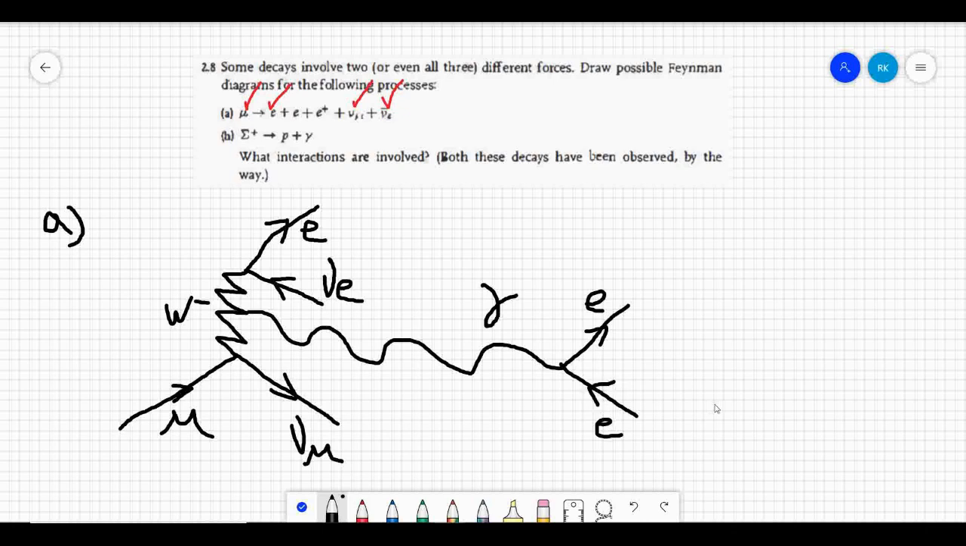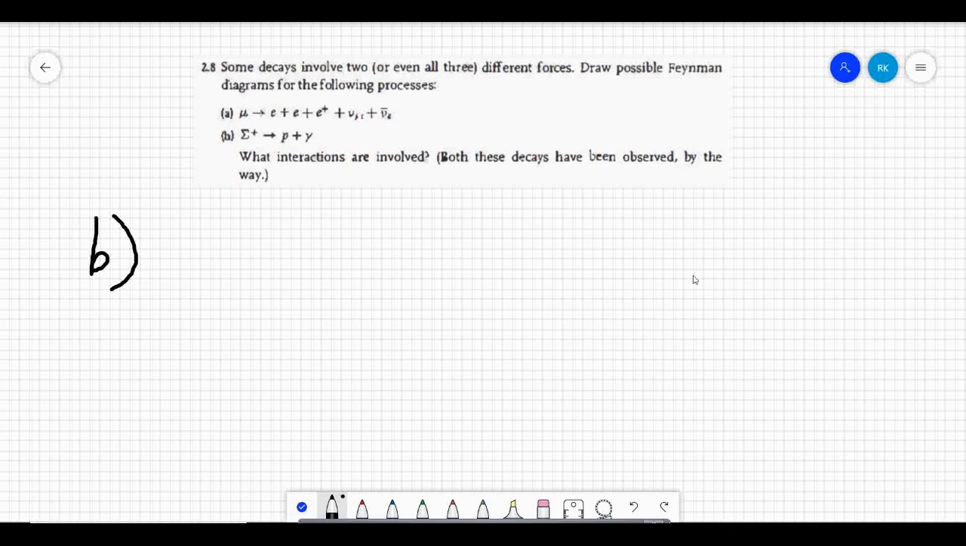Now let us discuss the Feynman diagram for interaction B, which concerns the decay of the sigma plus particle to the proton and a photon. So right away we can see that there is a photon that comes out, so we know that the electromagnetic interaction is at play here.